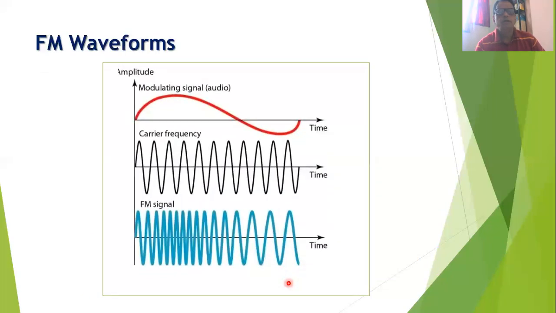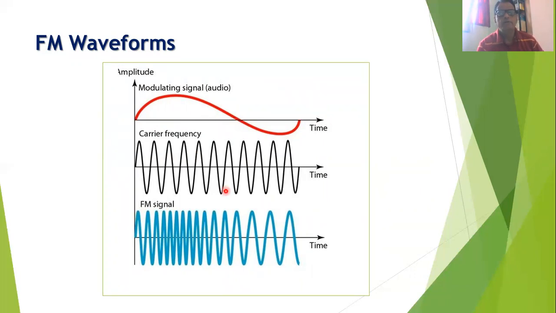Now we can draw the FM waveforms. As shown in this diagram, the first signal is a modulating signal. This signal is a low frequency signal, and it can be a sinusoidal signal or a non-sinusoidal signal also. The amplitude of this modulating signal is continuously changing. The second wave represents the high frequency carrier wave. The number of cycles of the carrier signal is much higher than that of the modulating signal.